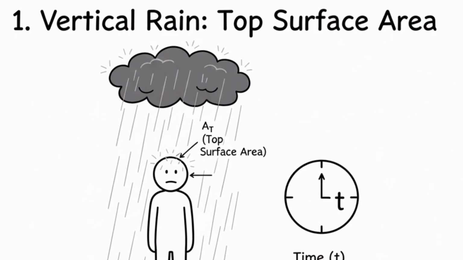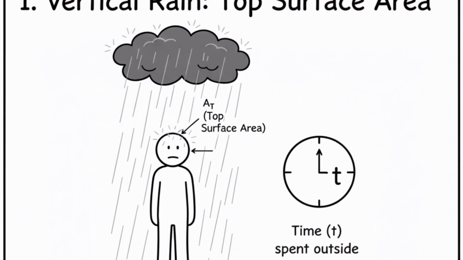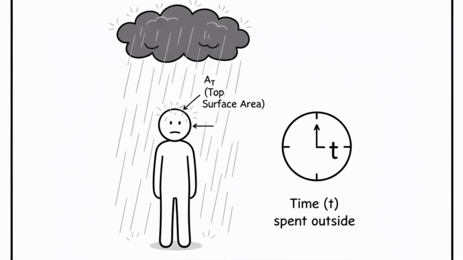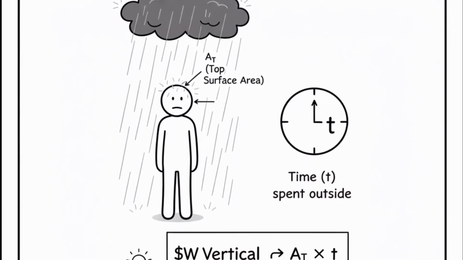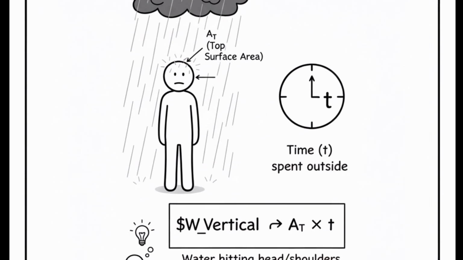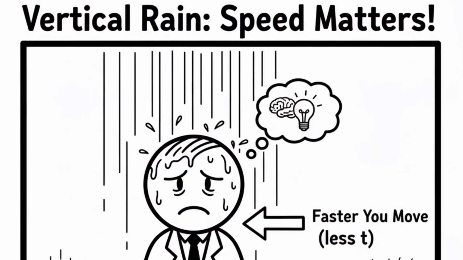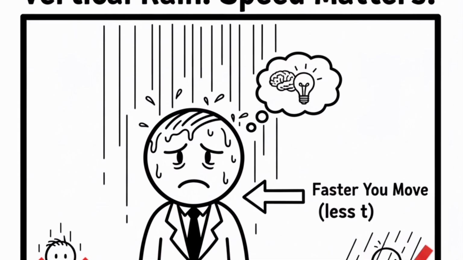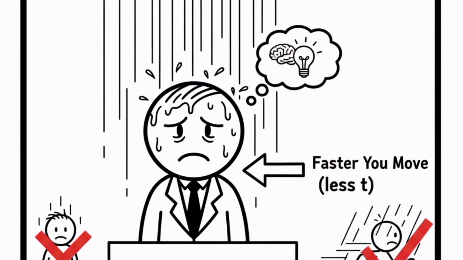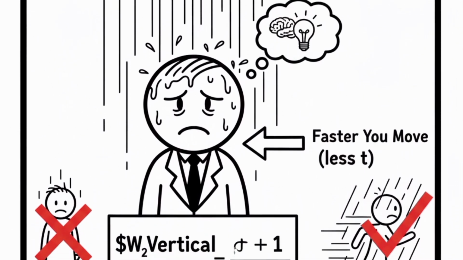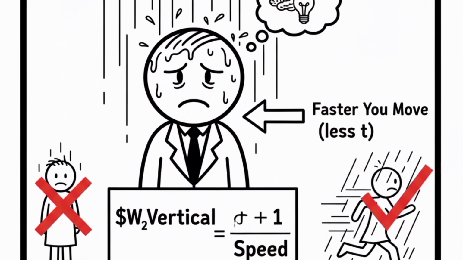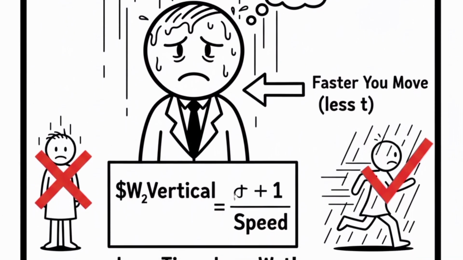First, vertical wetness. This is the rain falling straight down, hitting the top of your head and shoulders. This amount of water is defined by your top surface area, let's call it AT, and the time T you spend outside. The faster you move, the less time you spend outside and the less vertical rain you catch. So we can say that the vertical wetness is directly proportional to the top area multiplied by time.